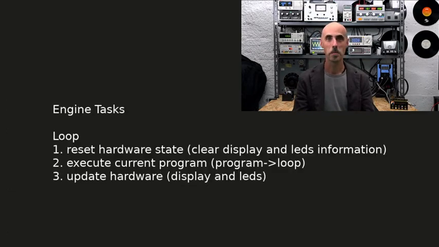Now, the loop part of the engine does the dirty work, which could be summarized in 3 steps. The first one is reset hardware state, then it executes the current program, and then update hardware. Without going too deep, those operations run at a specific frame rate. But there is also a part that is not constrained to this frame rate, and which is faster to cover special needs.